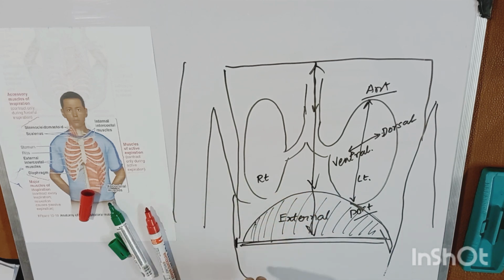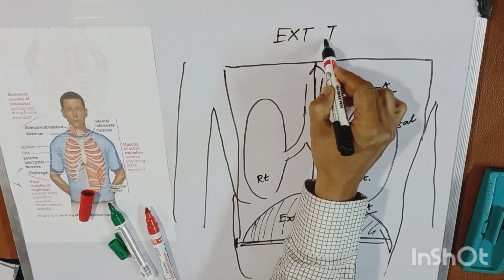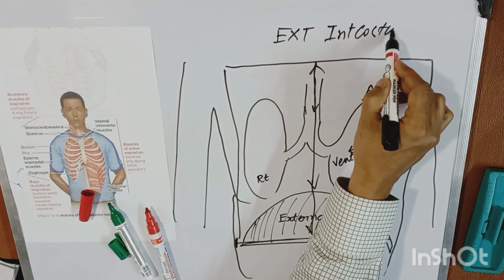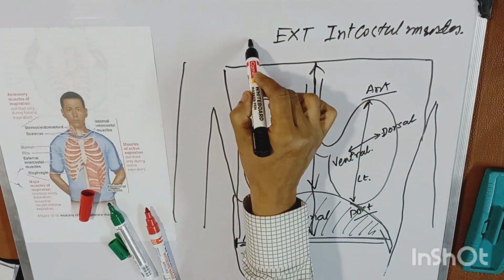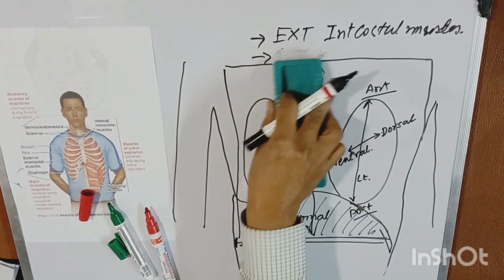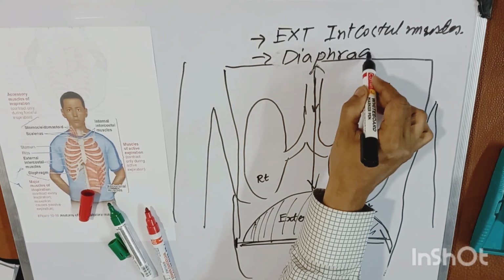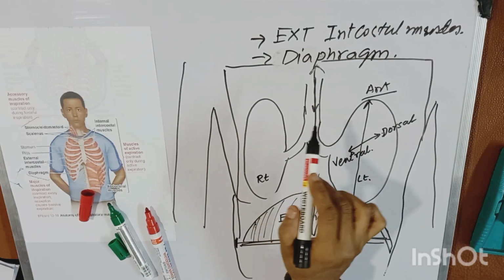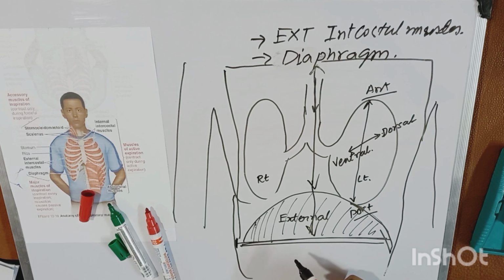There are other muscles also apart from the external intercostal muscles. So external intercostal muscles, then the diaphragm. We have now known the importance of the diaphragm, and the third important muscles of respiration are the abdominal muscles.